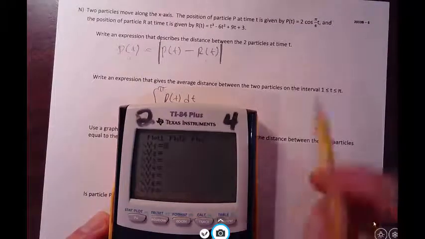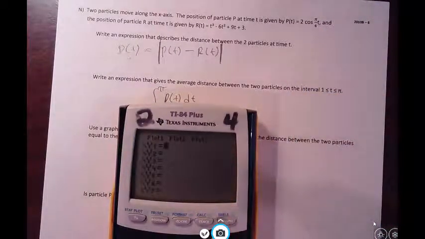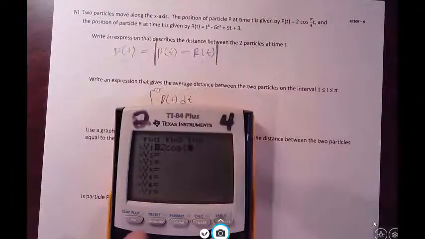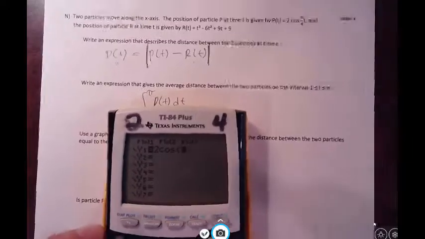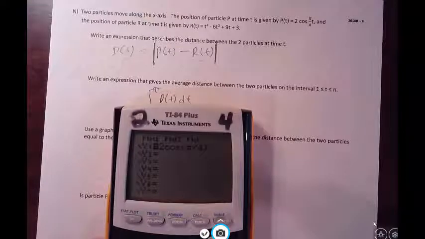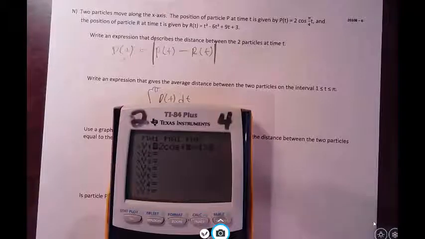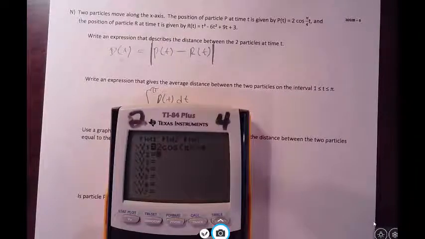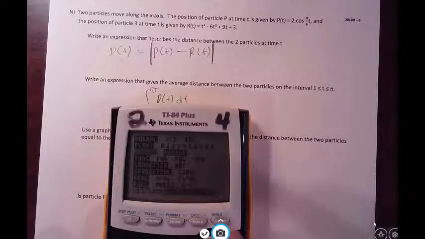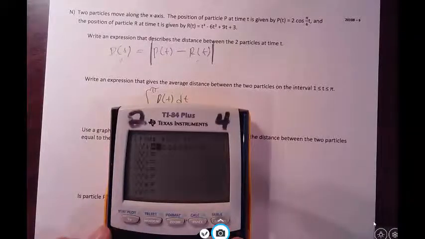I'm going to let the first function go in for y sub 1. So I got 2 cosine of pi over 4 times, I'll call it x. Oops, I want that x in my parentheses, so I'm going to call it pi x over 4. I'm also going to put my calculator in radians because I was doing something else. There's the first function, that's P of t.